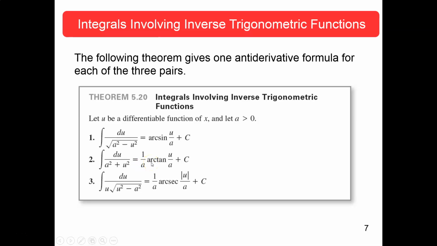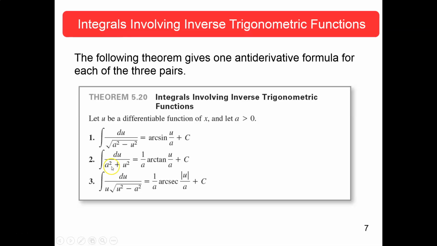Okay, now these all basically come from your Pythagorean identities. Okay, just picture the a as being a 1. 1 minus sine squared is cosine squared.